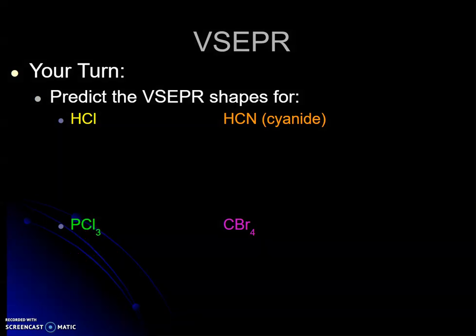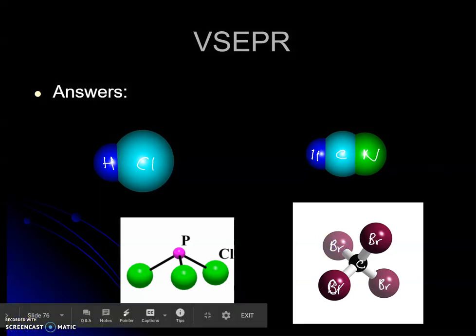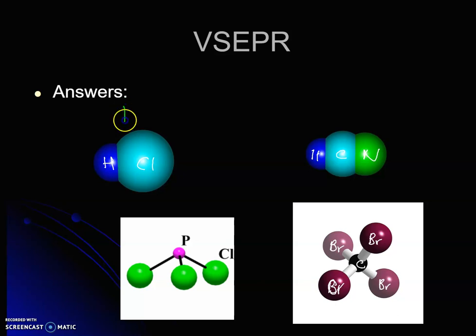All right, and this is what our substances would look like. Here is our HCl. Here's our HCN, PCl3, and this is CBr4. You'll see these guys are linear. This is a trigonal pyramid. This is a tetrahedral shape.